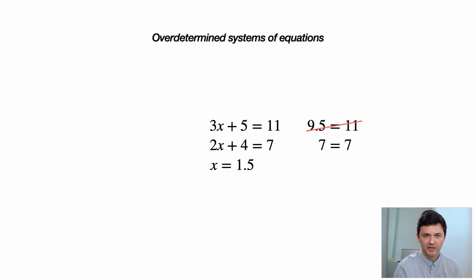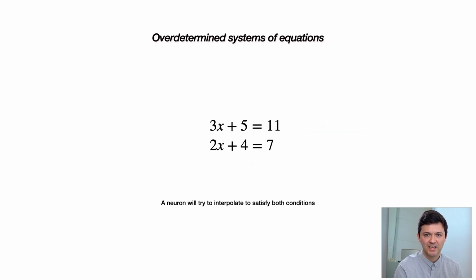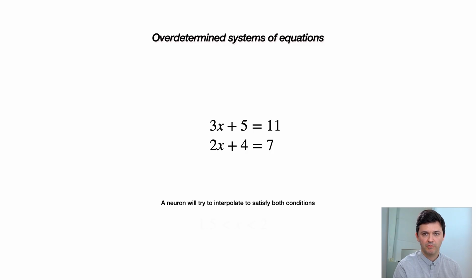So what our neural network, or our neuron in this case, will try to do is to somehow satisfy both of them. It will try to interpolate values to satisfy both of these conditions up to a certain extent. So what it will probably try to do is to fit x somewhere between 1.5 and 2, such that when you plug this value in, it will be relatively close to satisfying the first condition, and relatively close to satisfying the second condition. But none of them will actually be correct.